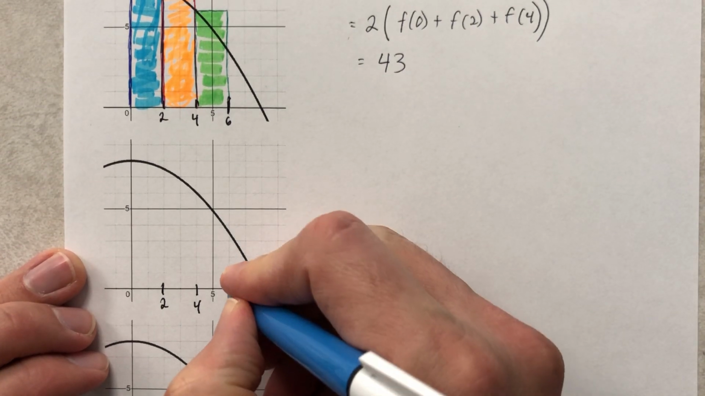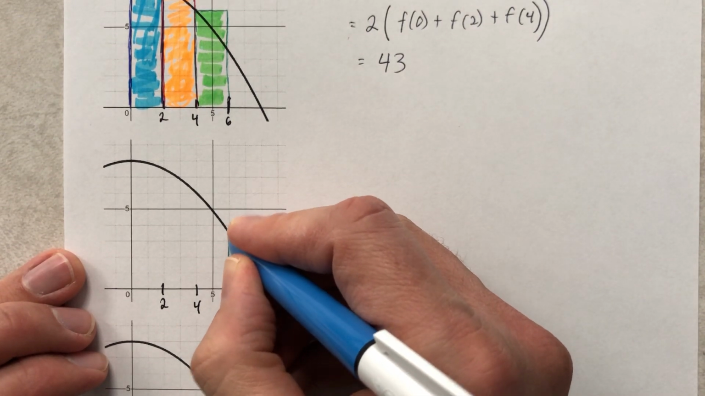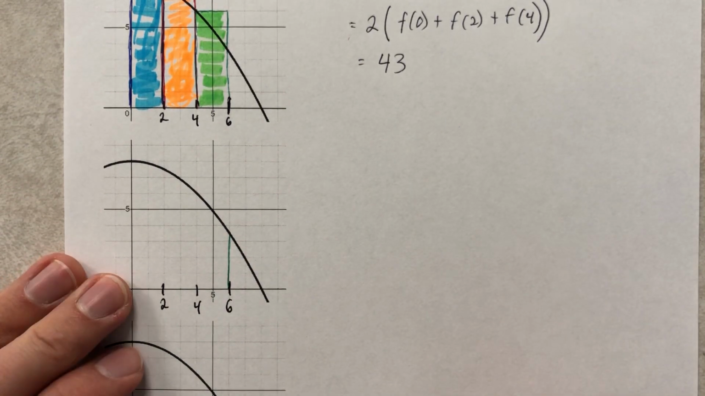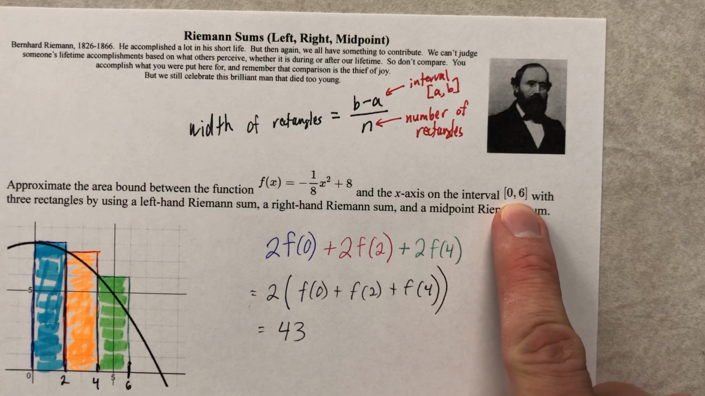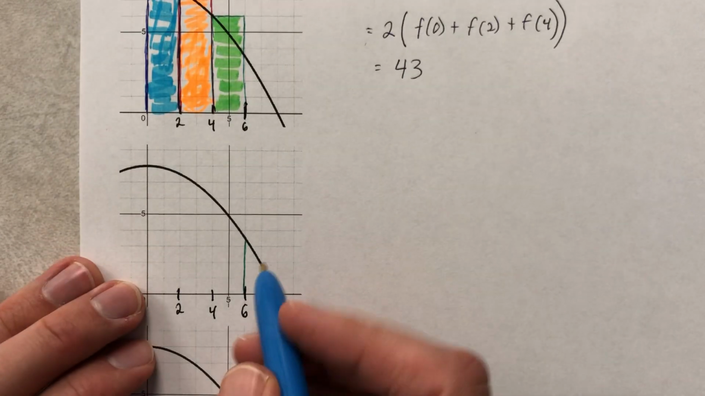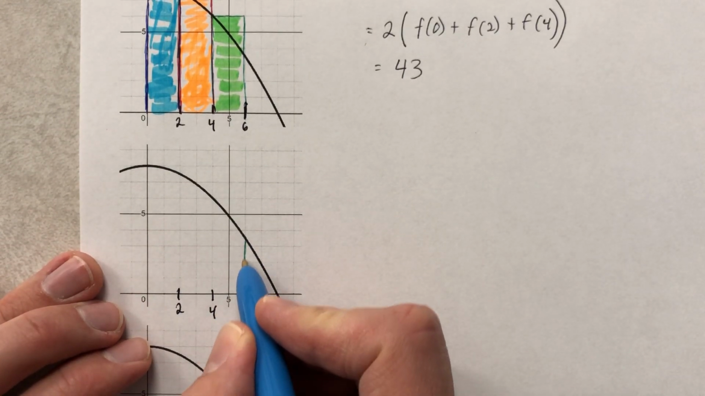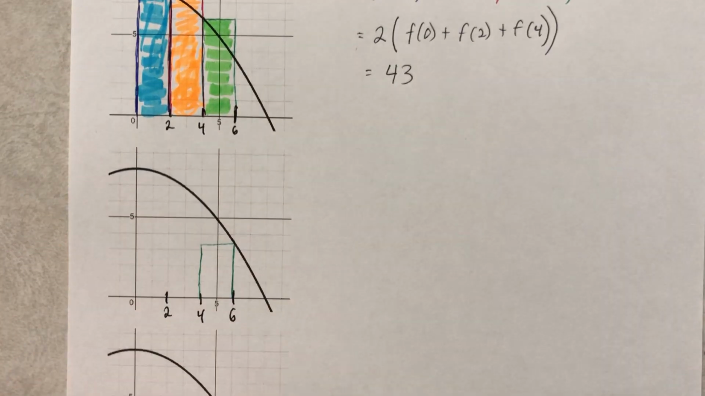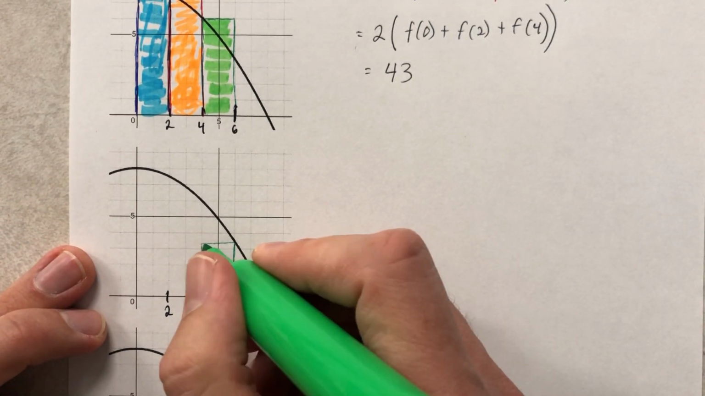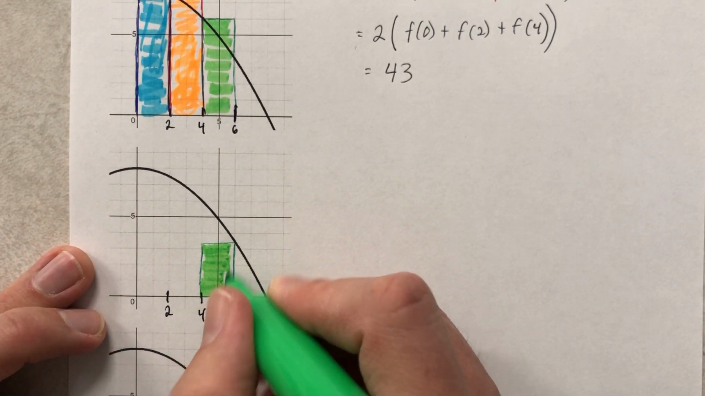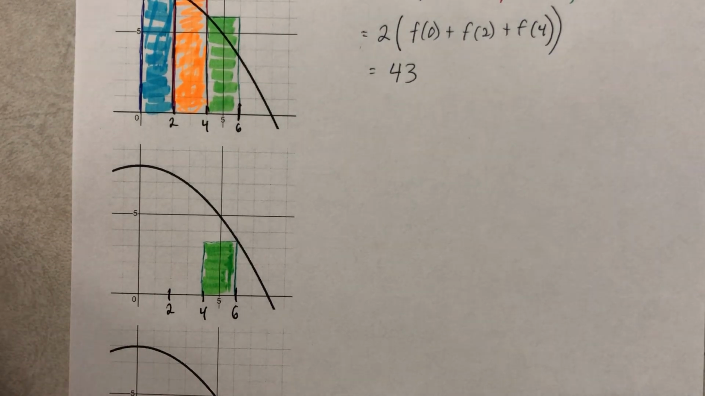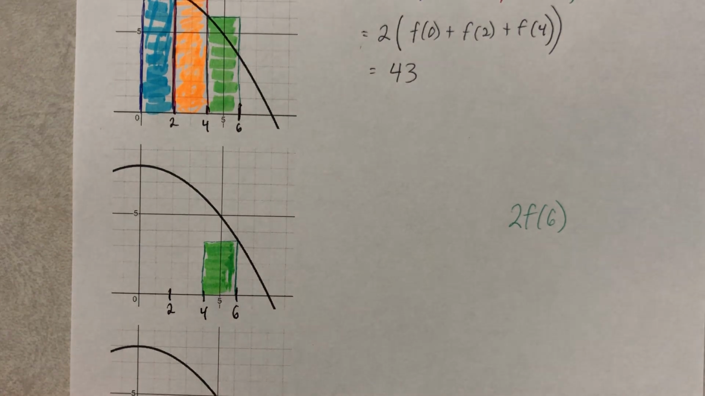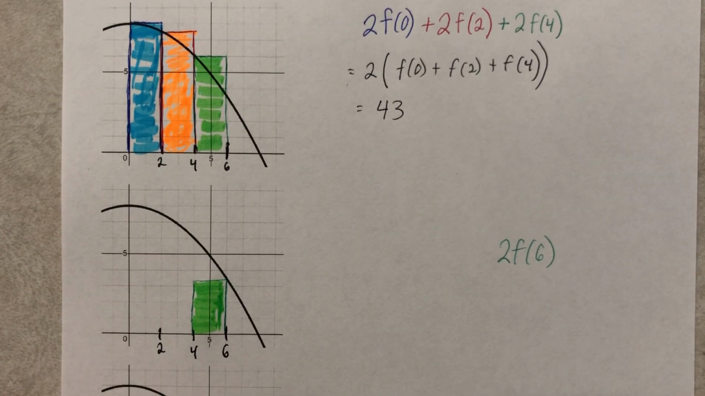I will start at 6 and go up until I hit the function. And then my width is 2 because 0 to 6 is 6 units wide, divided by 3 is going to give me 2. So we're going to go up to f of 6 and then back up 2 and then go down. And we have that right there. Okay? Well, what's that? That is 2 f of 6. Let's switch colors. That was positive.